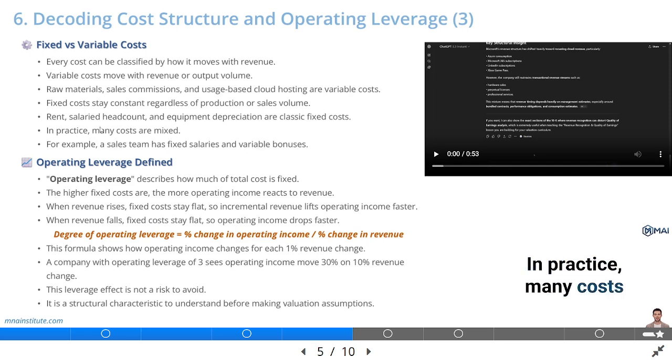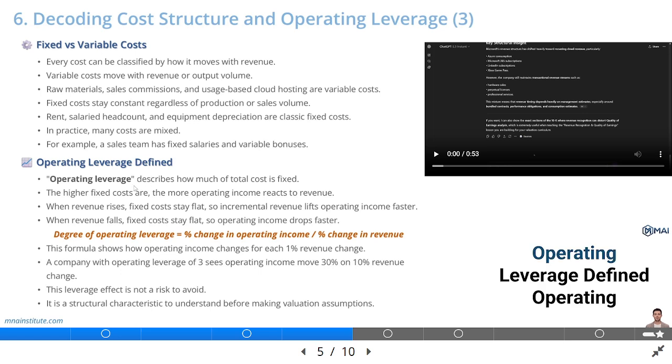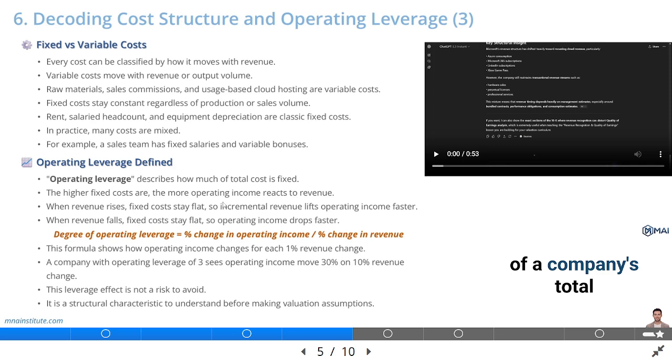In practice, many costs are mixed, meaning they have a fixed base component and a variable component on top. For example, a sales team has fixed base salaries but variable bonuses tied to deals closed. Operating leverage defined. Operating leverage describes how much of a company's total cost structure is fixed rather than variable.